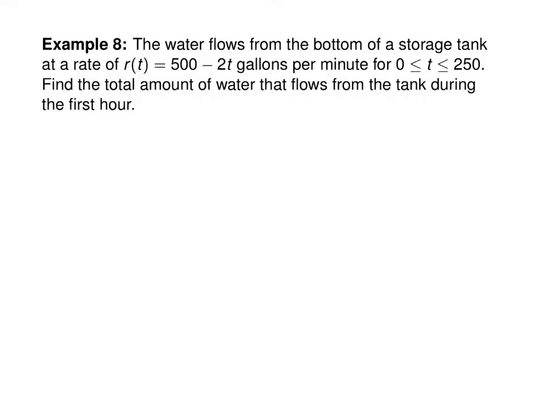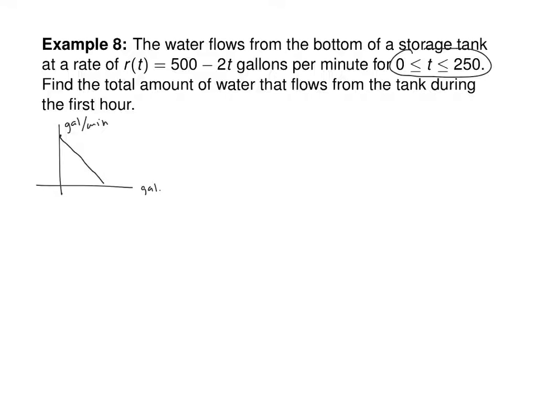Okay. So the water flows from the bottom of the storage tank at this rate. Why do you think I have this beginning at 0, ending at 250? What happens at 250, R is going to be 0, which means your tank is probably empty. Does that make sense? And it should also make sense that the rate is highest in the beginning because there's more pressure on the water, and decreases as time goes on. This is in gallons per minute. This is in gallons.